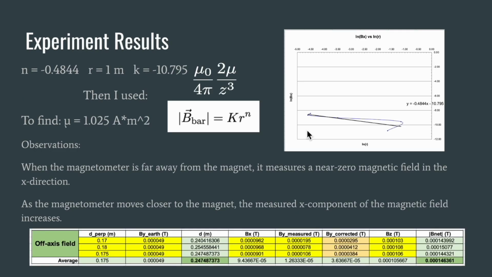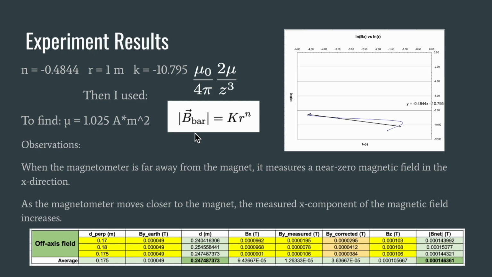So here you can see that based off of this graph and my equation here, n I found to be negative 0.4844, with R being 1 meter, and then k negative 0.795. And then when you put these two equations together, so input this with this, then you can switch this around to find the magnetic dipole moment, which I found to be this.